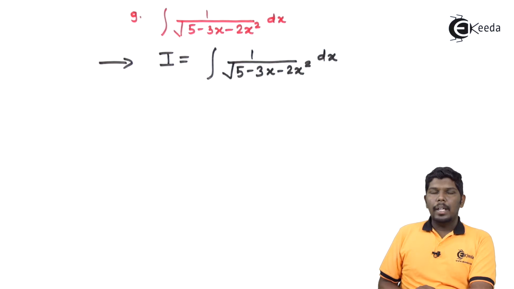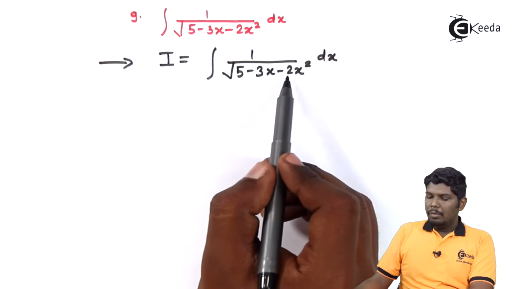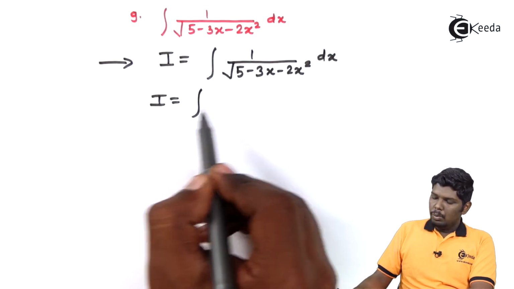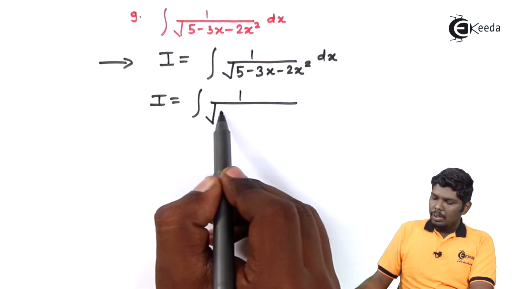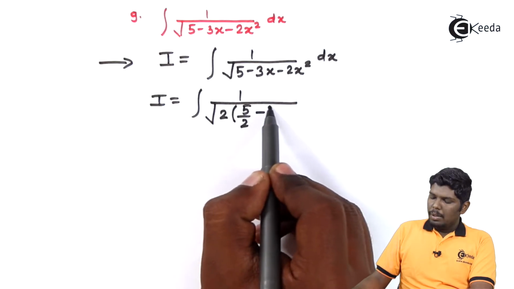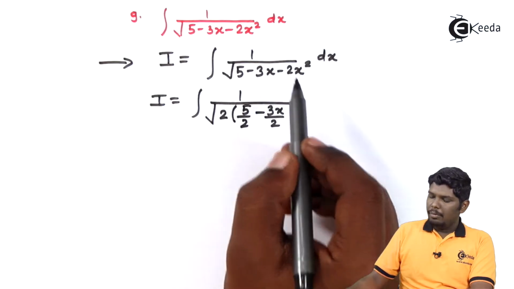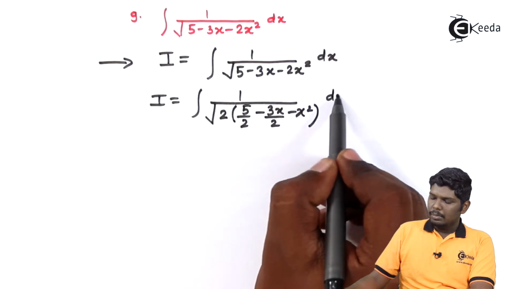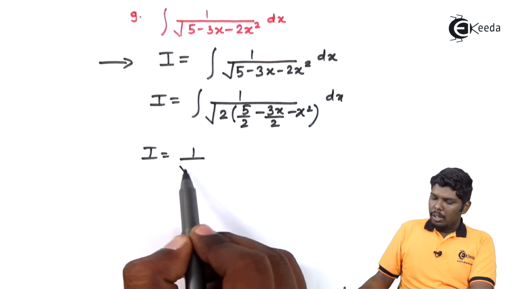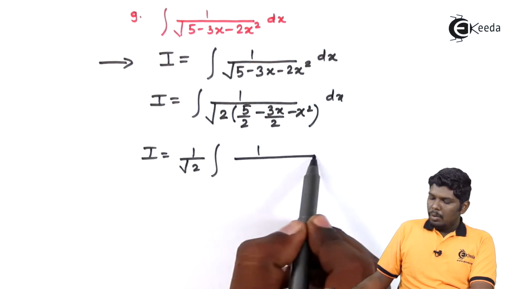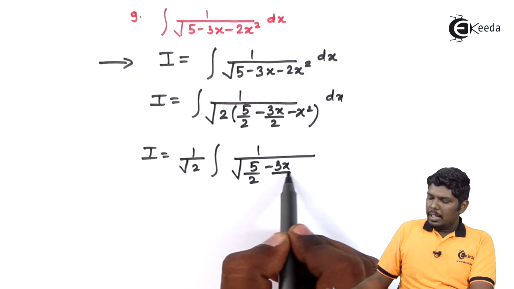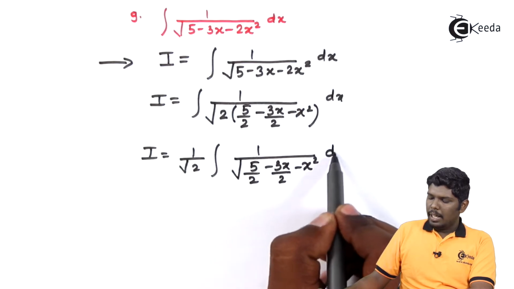Now the first step is to make the coefficient of x square 1. For that we need to take 2 common inside the square root. That will give you 1 upon under root 2 into, this will become 5 upon 2 minus 3x upon 2, and here we have minus x square. Taking these 2 outside the integral, we will get 1 upon root 2, 1 upon under root 5 by 2 minus 3x by 2 minus x square dx.